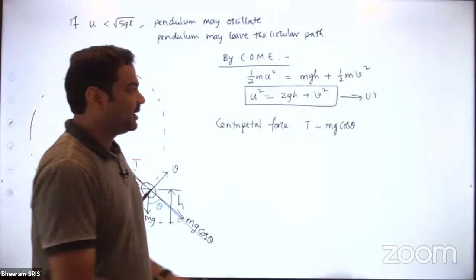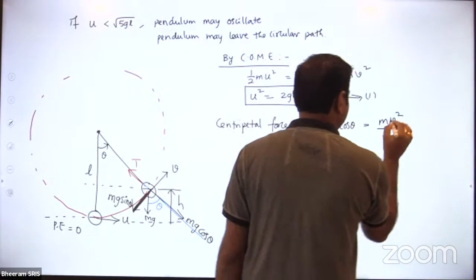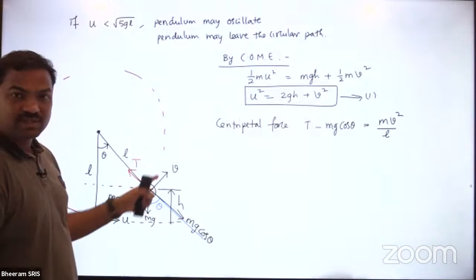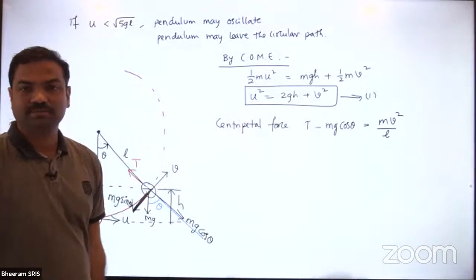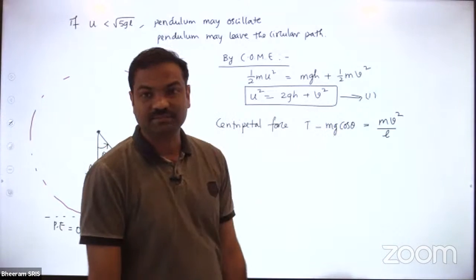In the vertical circle, this is equal to m into the speed at that point, v square by the radius. Radius is L and speed at this point is v. That's why I wrote mv square by L. But I want to write the tension in terms of height.